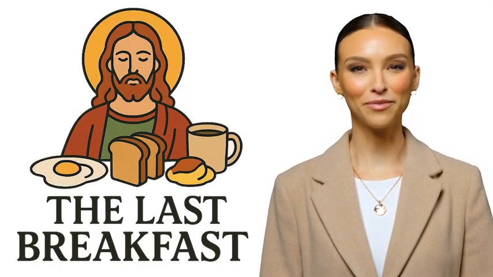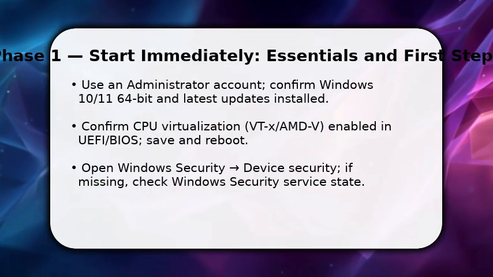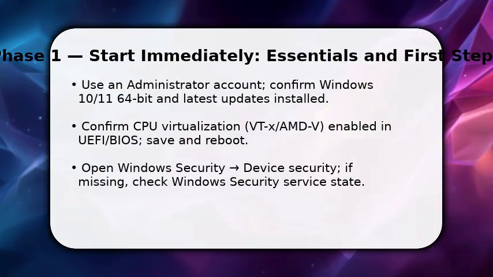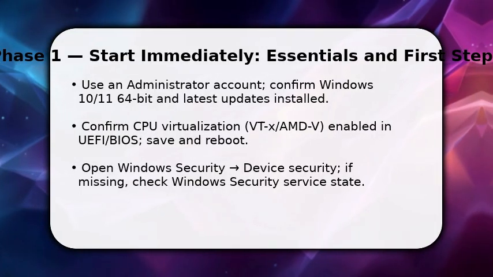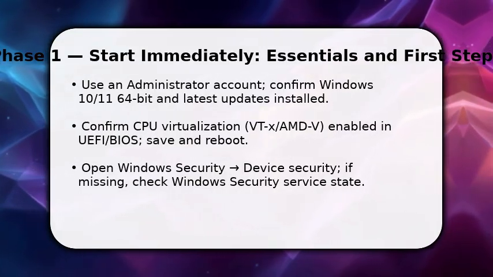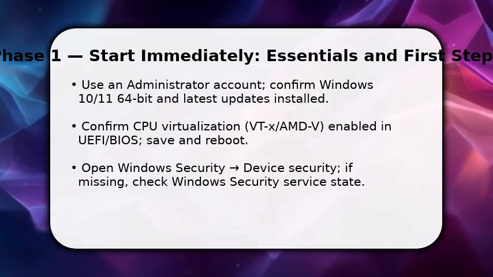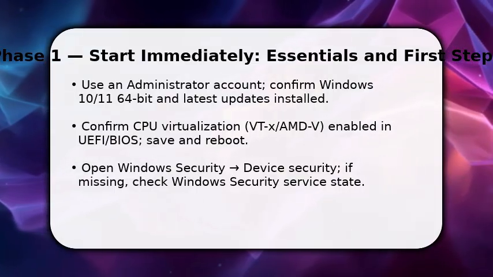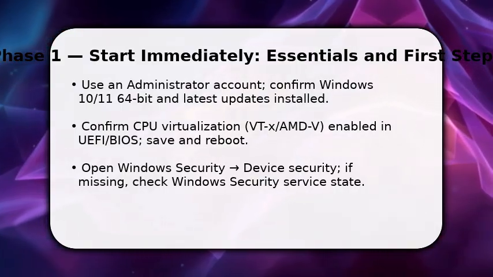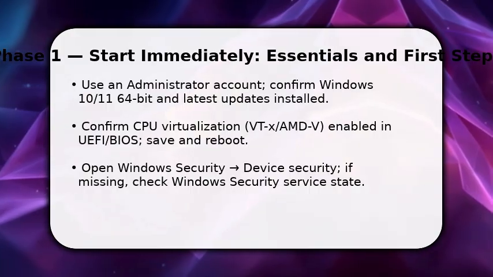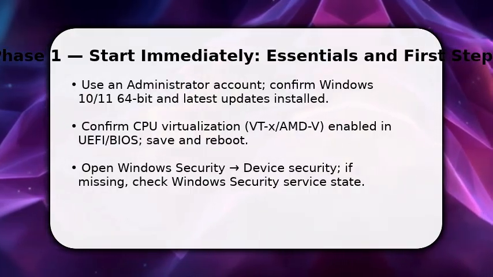Please enjoy the video. You start by confirming essential prerequisites so nothing blocks core isolation. Sign in as an administrator, update Windows, and make sure your PC is 64-bit. Next, reboot into UEFI and enable CPU virtualization, Intel VT-x or AMD-V, then save changes. Once done, boot to Windows and open Windows Security, navigate to Device Security.